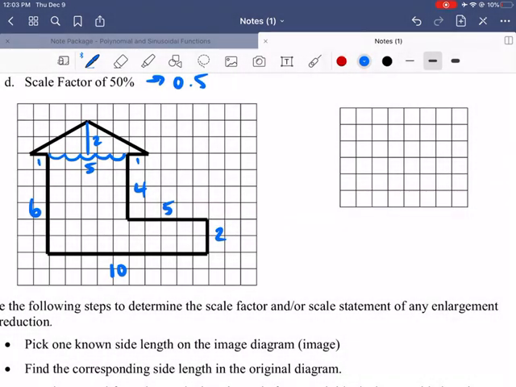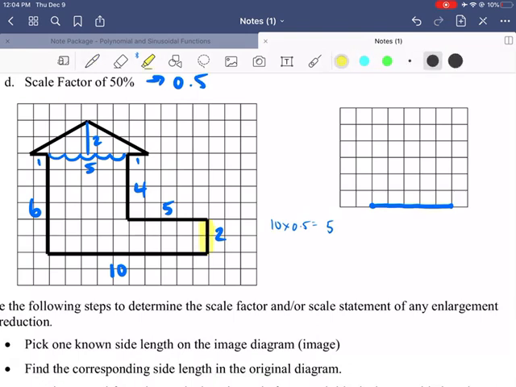Okay, so let's start with the bottom length. So 10 multiplied by 0.5 is 5. So our bottom part is going to go 5. So 1, 2, 3, 4, 5. Now I'm starting not right in the corner because of the jut out. If I started right in the corner and I went up, I'd have to go into empty space, which I don't want to do. Okay, so we got the bottom one is 5.